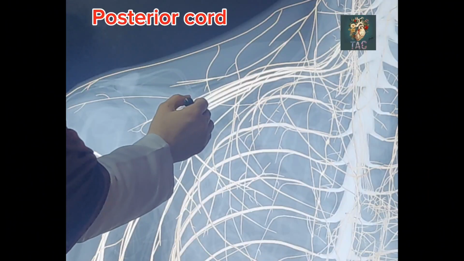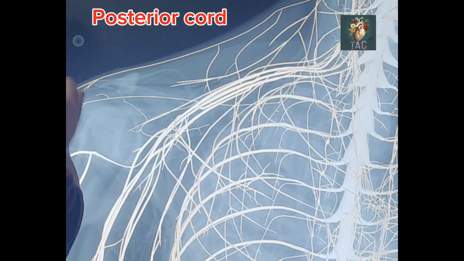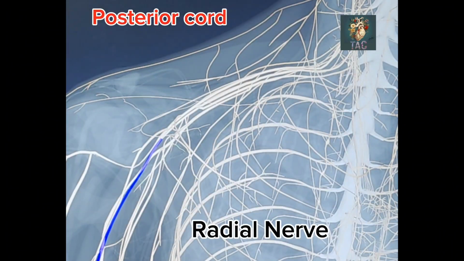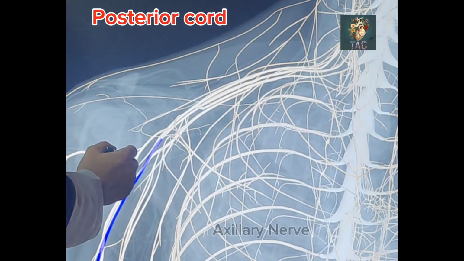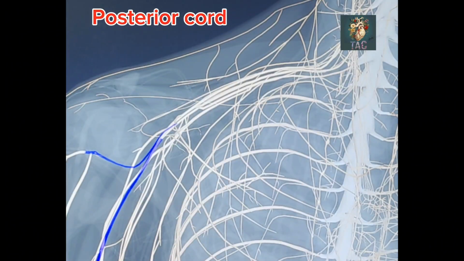Now I will show you the posterior cord, and in the posterior cord you can see that it forms the radial nerve, and then the axillary nerve over here. The axillary nerve and the radial nerve are formed by the posterior cord.